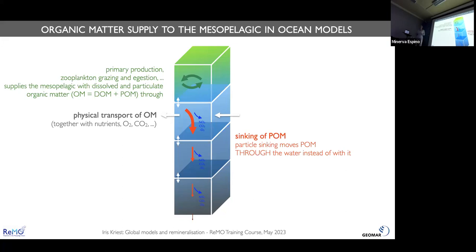And I think this may be one of the reasons why we are also very interested in the active sinking fluxes. Together with remineralisation, this sinking of particulate organic matter produces vertical gradients in nutrients, oxygen, carbon dioxide. I think this is one of the things that's important to keep in the back of our minds.